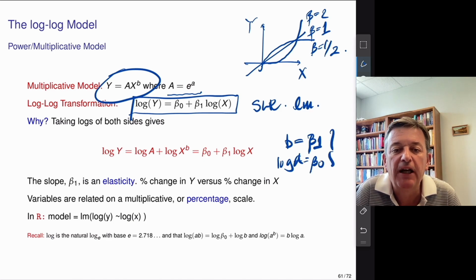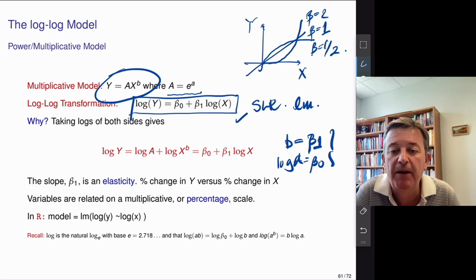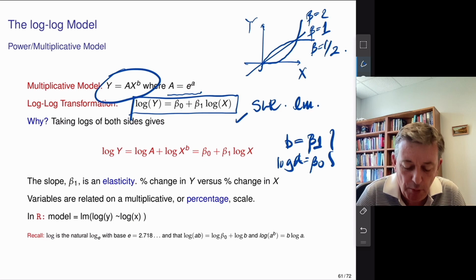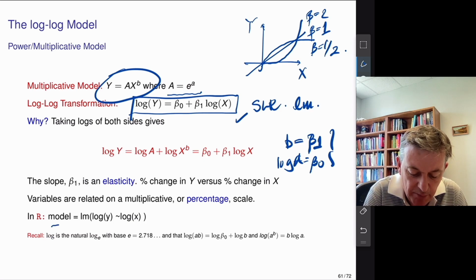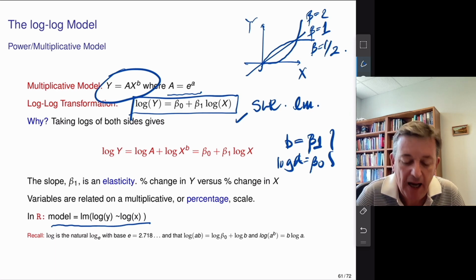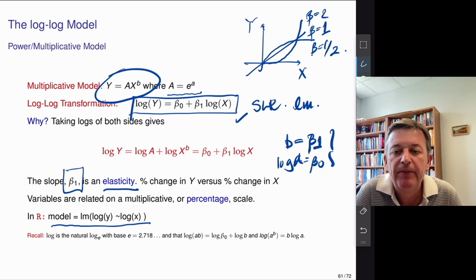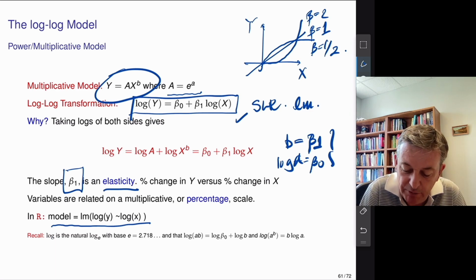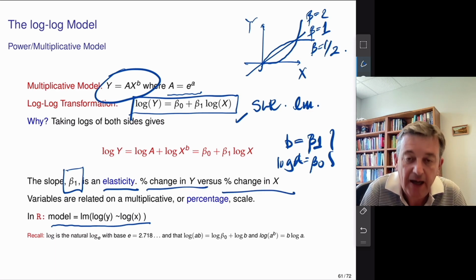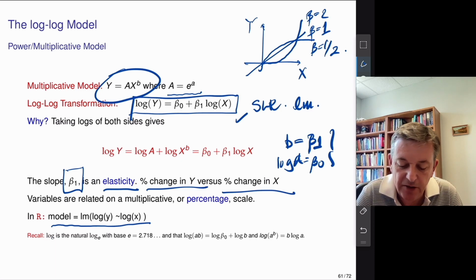So rather nicely, if I run a regression that looks like this, I can essentially go back and estimate my power relationship. What would that look like in R? I'm running a model of log y on log x. And there's a nice interpretation of the slope of that log-log regression. It's something called an elasticity. And it means that it's on a scale where if you think of a percentage change in x, I get to estimate what's the percentage change in y. So a 1% change in x would lead to a beta 1% change in y.